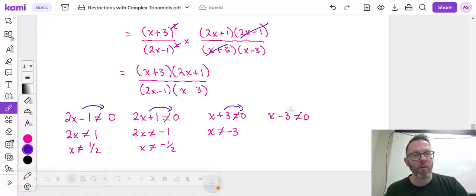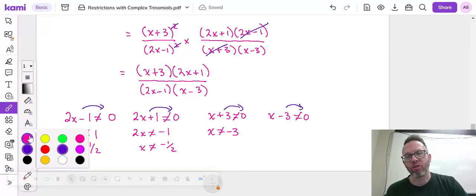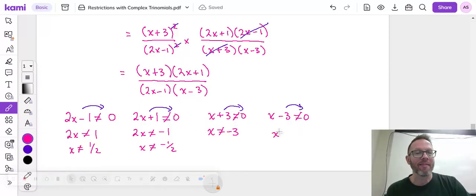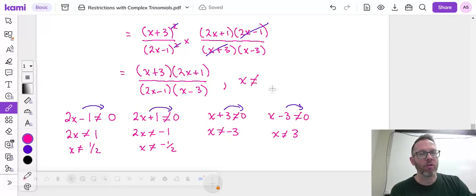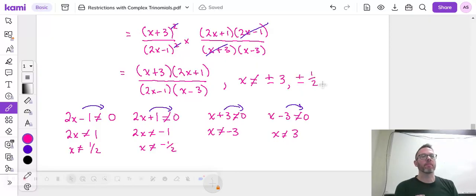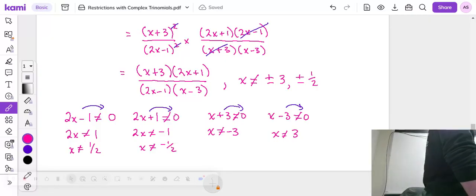I'm showing all this work, but it's not necessary. It's just to show you where our restrictions come from. Ideally, you can just pick these off by looking at the factors. So we have our 4 restrictions. I'm just going to list them. x can't be equal to 3 or minus 3. If you're okay, we can write that concisely as plus or minus 3. And x also can't equal plus or minus a half. But I showed you where those restrictions come from.